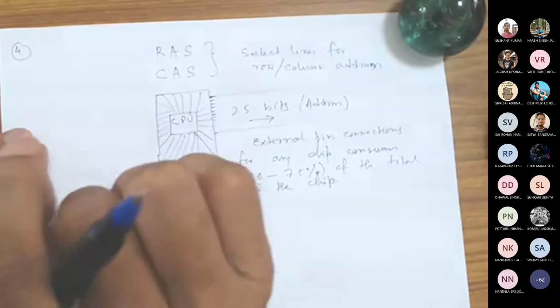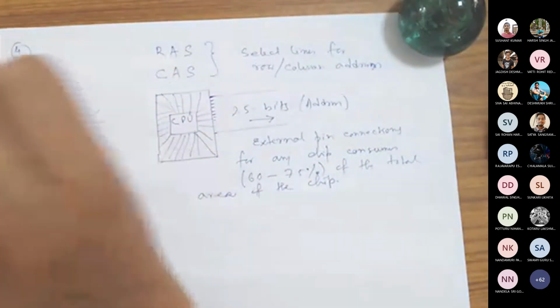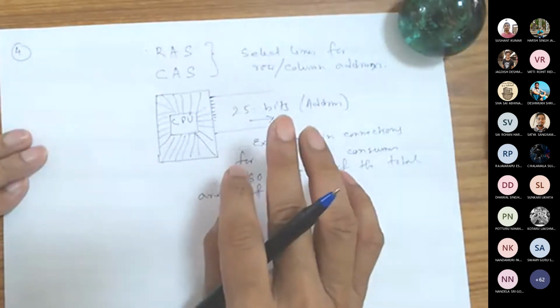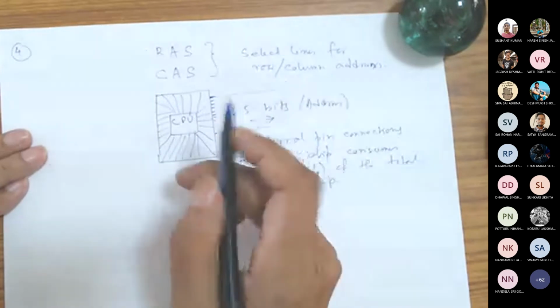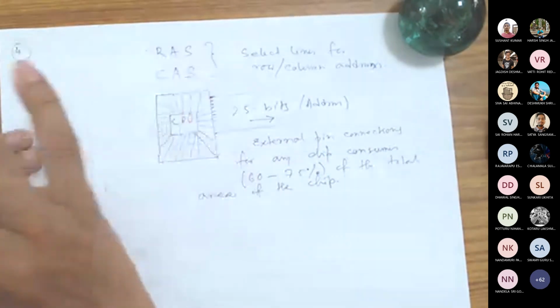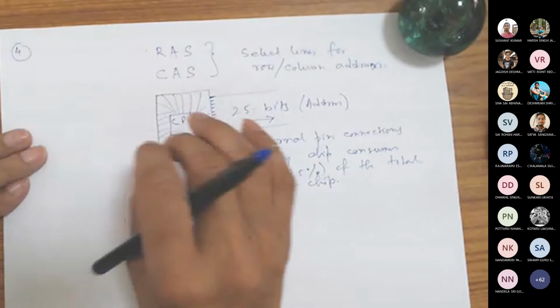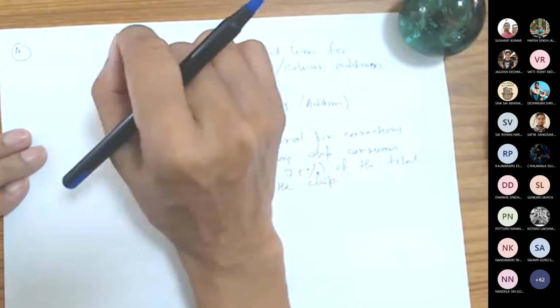Obviously, it will not be as fast as if you send the whole 25-bit address together, but that solves one problem: your chip area is drastically reduced. That is one of the reasons that these address bits are always multiplexed.